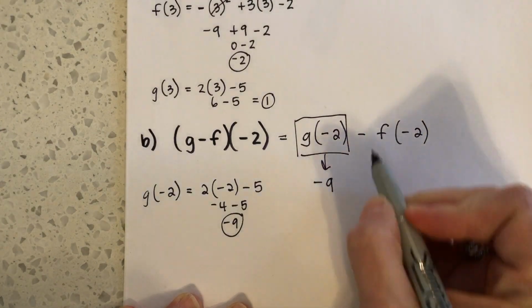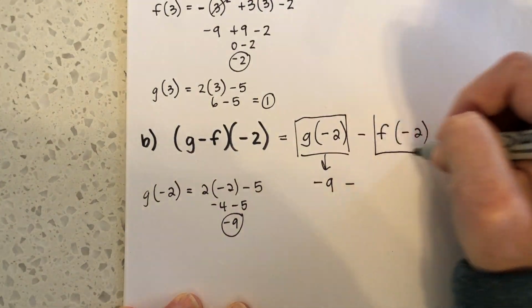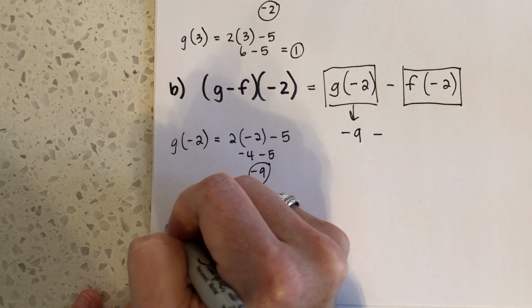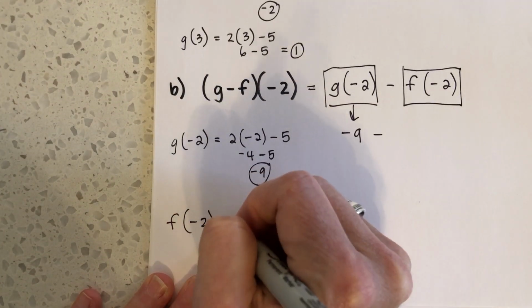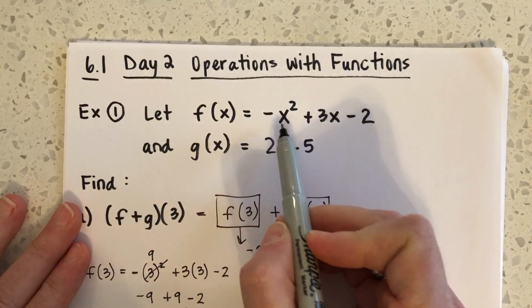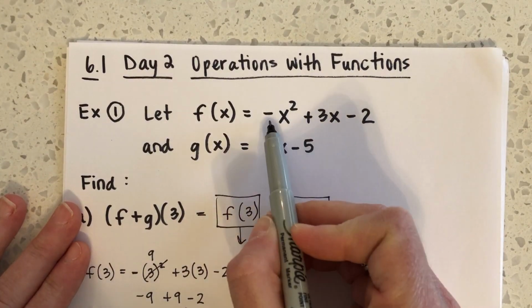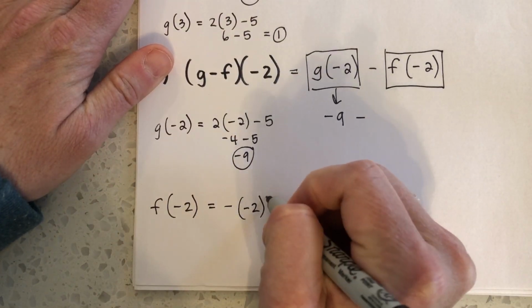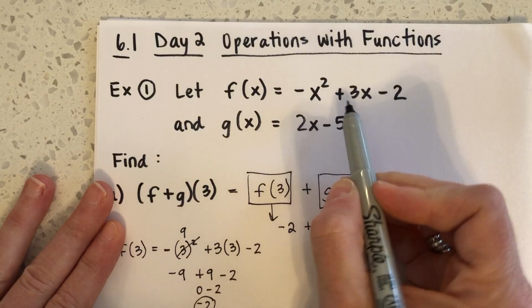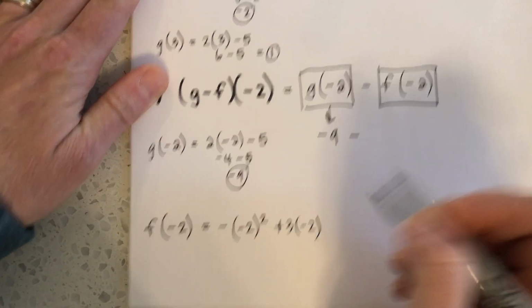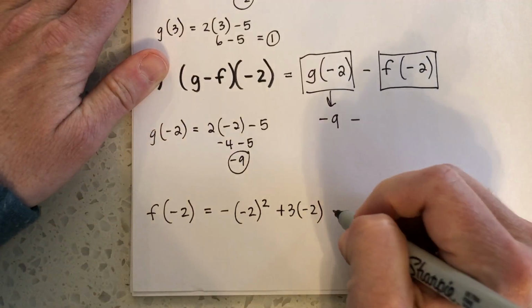I'm going to take negative 9 and I'm going to subtract whatever number I get for f of negative 2. So go off to the side. Let's find out what f of negative 2 is. Well, to find f of negative 2, I have to plug negative 2 into the f function. So plug negative 2 into the f function for the x's. So it's going to be negative 2 goes in and it's squared. Then I have to plus 3 times negative 2, and then I have to minus 2 still.